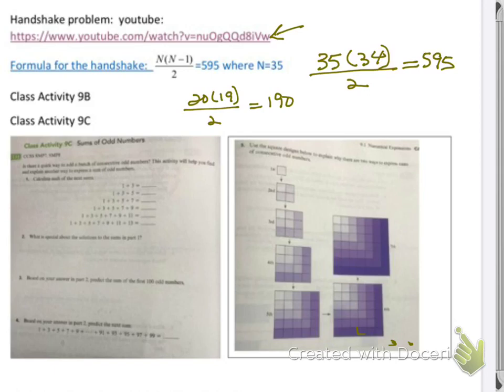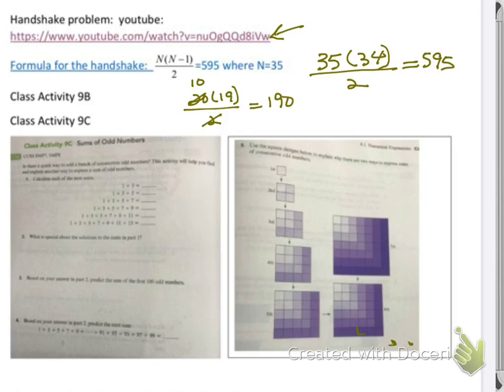Okay, how did I do that so quickly? I said 2 goes into 20 10 times. 10 times 19 is 190. Okay, so it's nice to know another method than just straight up counting to get the answers for some of these problems. Okay, so let's continue with this activity 9C.